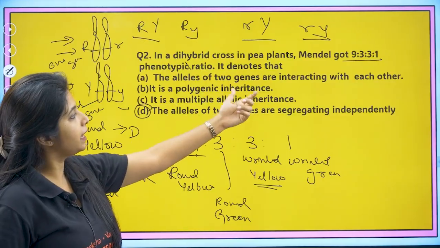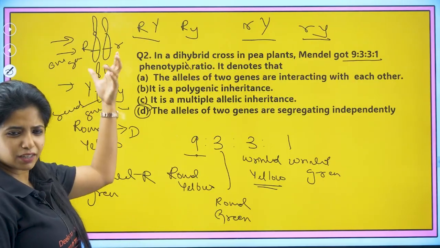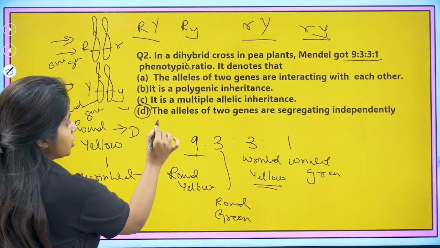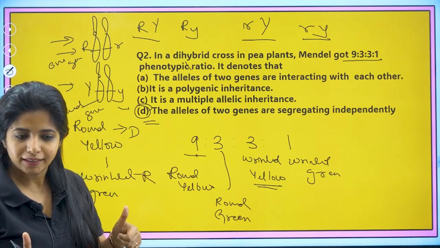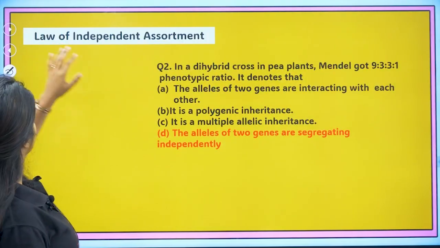Now, is it a multiple allelic inheritance? No, you do not have multiple alleles. One gene has two alleles, that is normal. Here also one gene has two alleles, capital Y, small y, that is also normal. So your answer would be D. Good? Done? Chalo. So this is the law of independent assortment, and my answer is D.